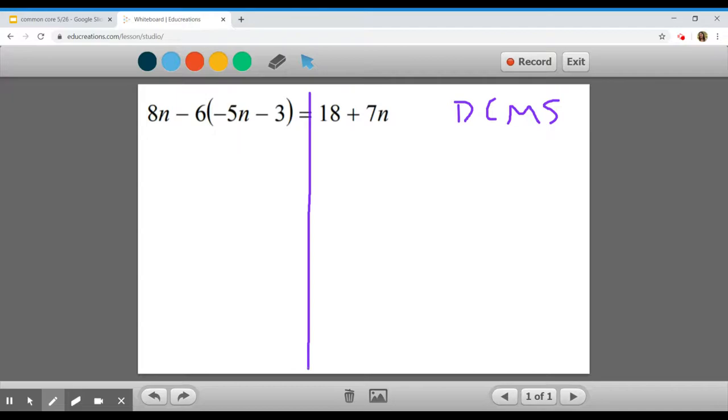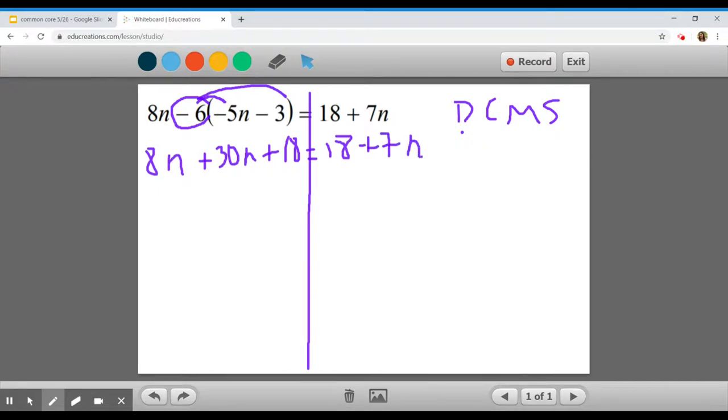First thing I want to do is look and see if there's anywhere I need to distribute. When I see parentheses, it means I likely need to distribute. And then here, a lot of people are going to be inclined to distribute a 6. Really, I'm distributing -6 to each of these terms. So the next line of my work, I have 8n. Negative times a negative is going to be a positive 30n. Negative times a negative will be plus 18 equals 18 plus 7n. So we've distributed.